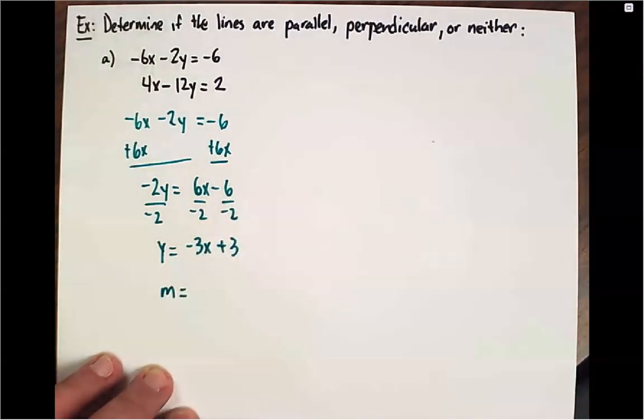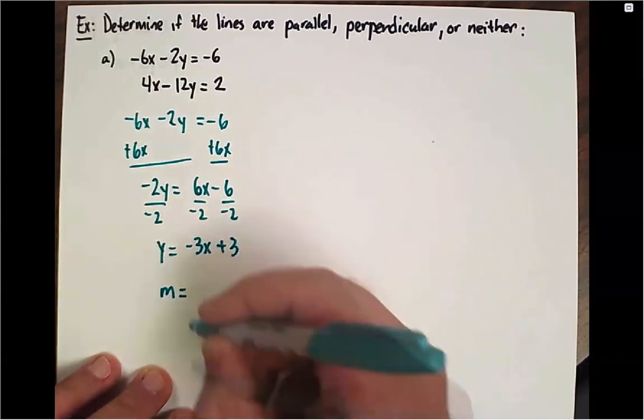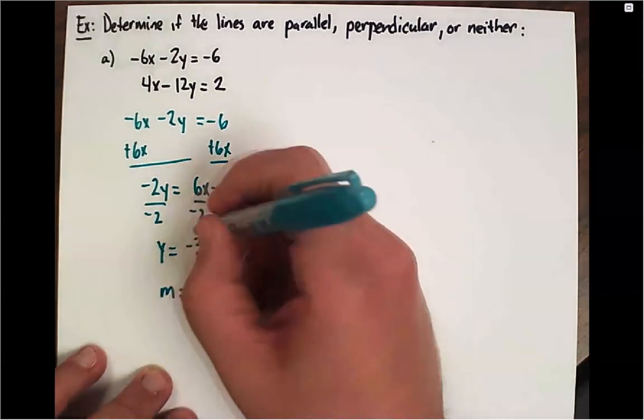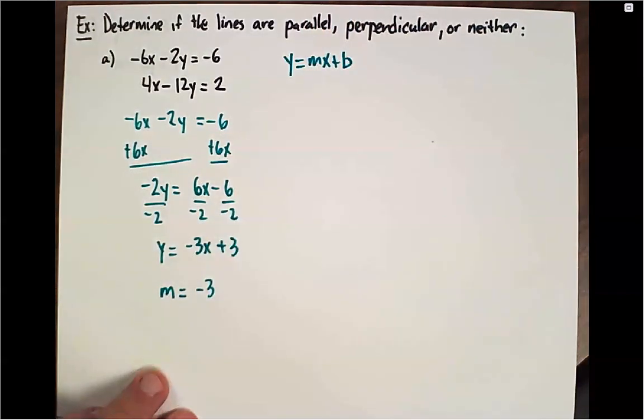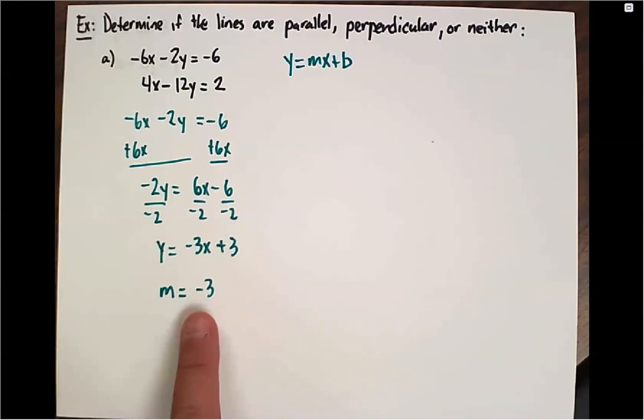So what's the slope of this line? Negative 3. Because remember, y equals mx plus b. That's slope-intercept. M is always the slope. Now, if these lines are perpendicular, when I find the slope of the other line, that slope's going to be the negative reciprocal of negative 3. So it'll be positive 1/3. If they're parallel, it'll be negative 3. If it's anything else, they're neither.